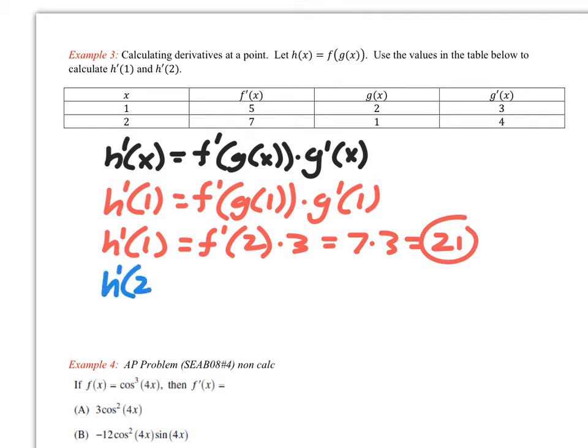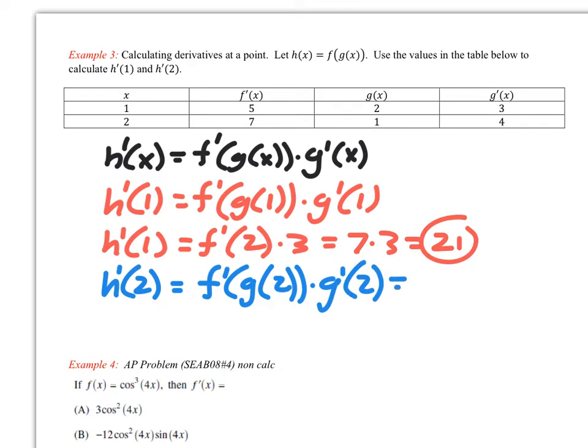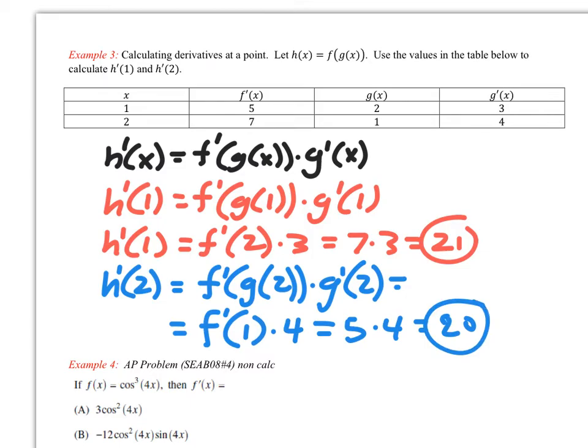H prime of 2 would be f prime of g of 2 times g prime of 2. Let's see what this would be. That'd be f prime of g of 2, which is 1. And g prime of 2 is 4. F prime of 1 is 5, times 4 would give us 20.